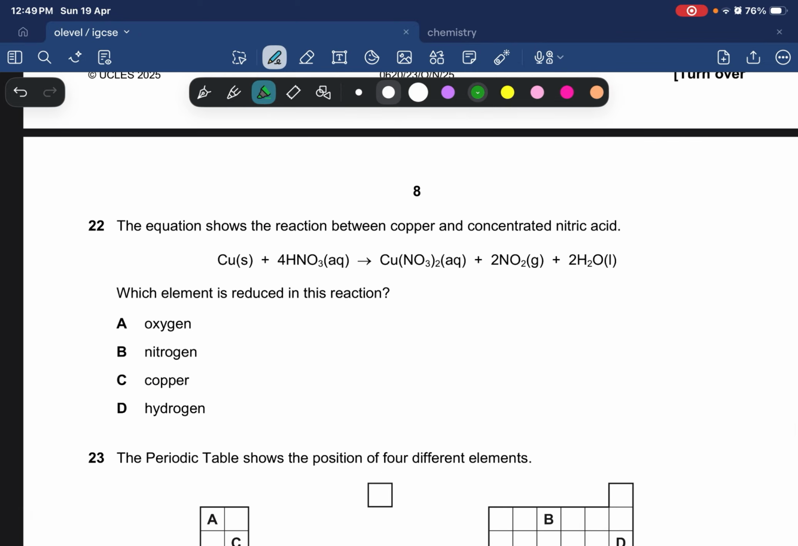The equation shows the reaction between copper and concentrated nitric acid. Copper is a metal, nitric acid is an acid. What do you form? Acid plus metal. This is what you're forming. Which element is reduced in the reaction?